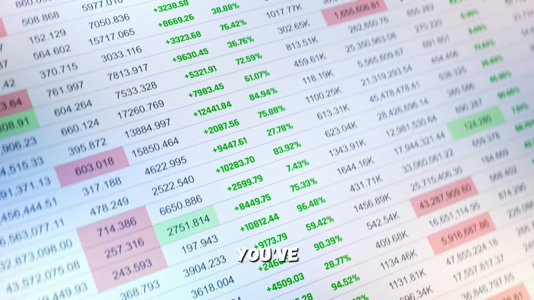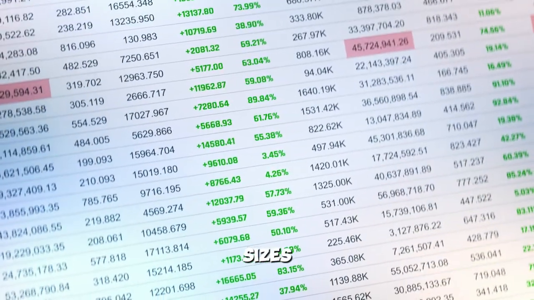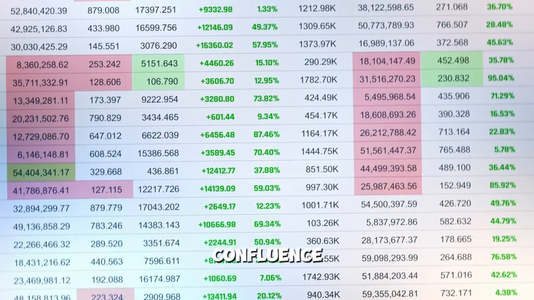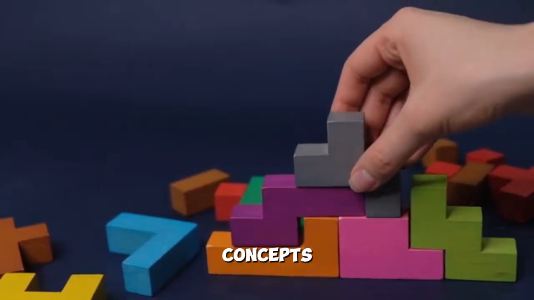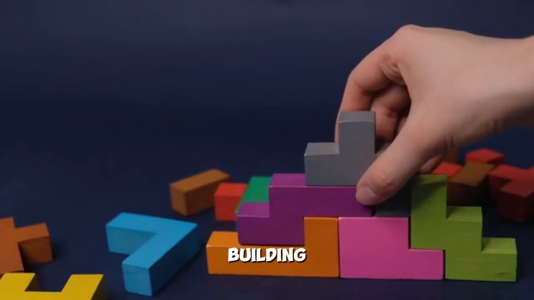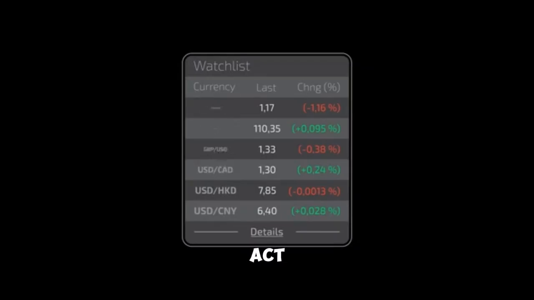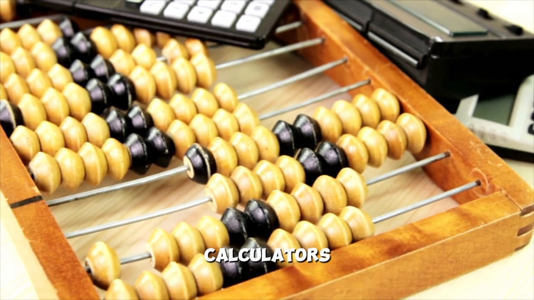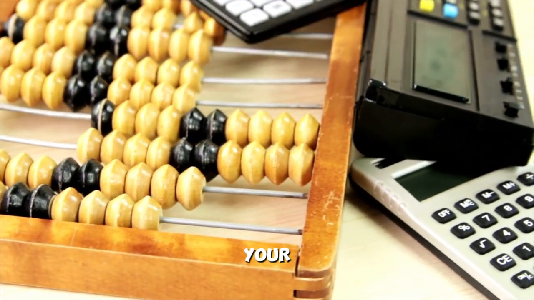Final recap: you've learned how to calculate pips, choose appropriate lot sizes, place intelligent stop losses, time your entries with confluence, and set realistic profit targets. These are not just theoretical concepts, they are the practical building blocks of a professional trading career. Now it's time to act. Open a demo account and practice applying these principles without risking real capital. Use the calculators and tools we've discussed to build discipline and precision into your routine.